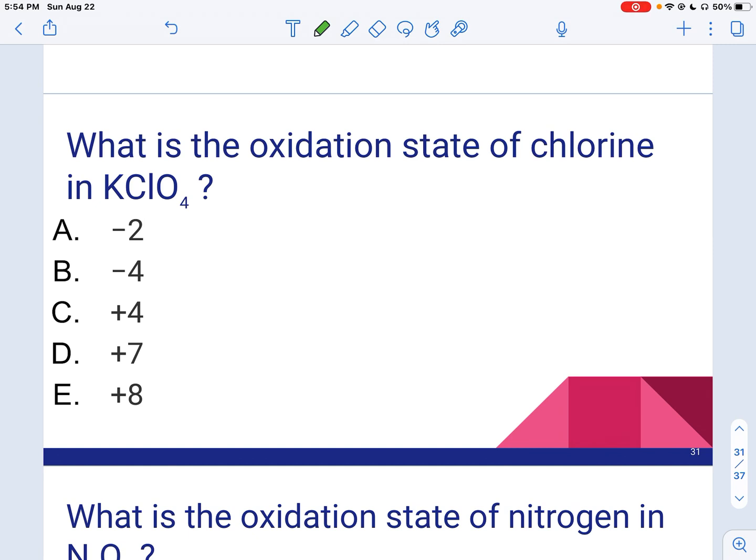So let's talk about the oxidation state of chlorine in KClO4. Okay. We'll start with oxygen because it's going to be -2. We have 4 oxygens. Okay, so that's 4 times -2. So I'm just going to write -8 to make that easier on us.